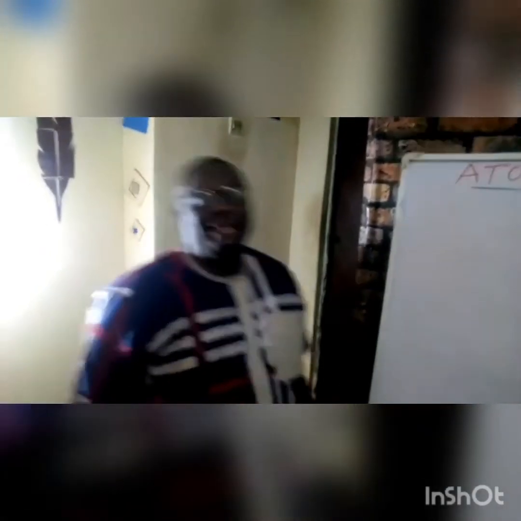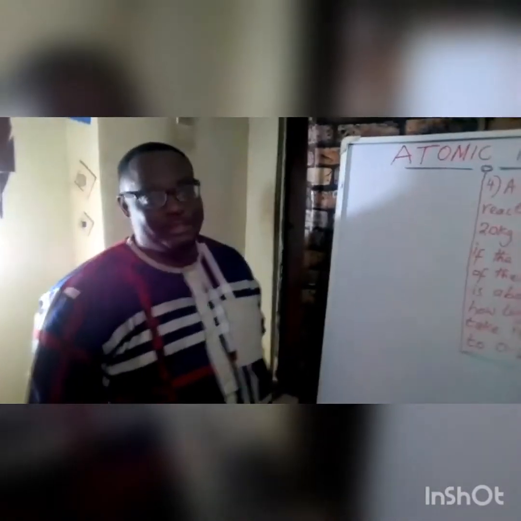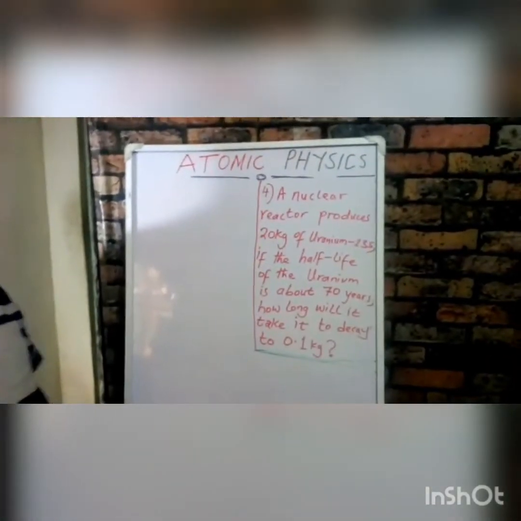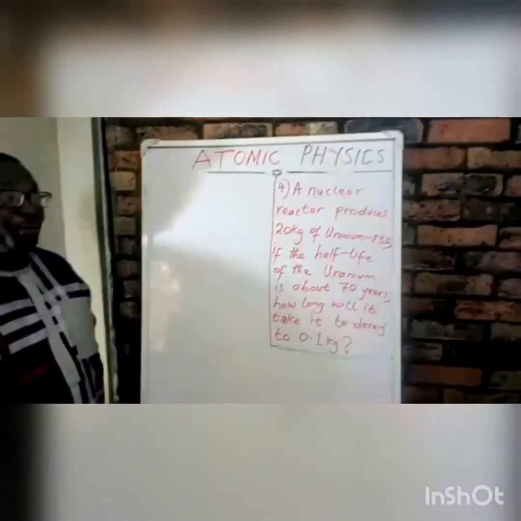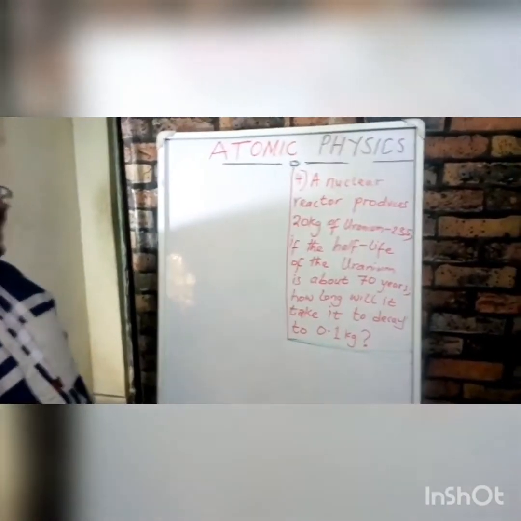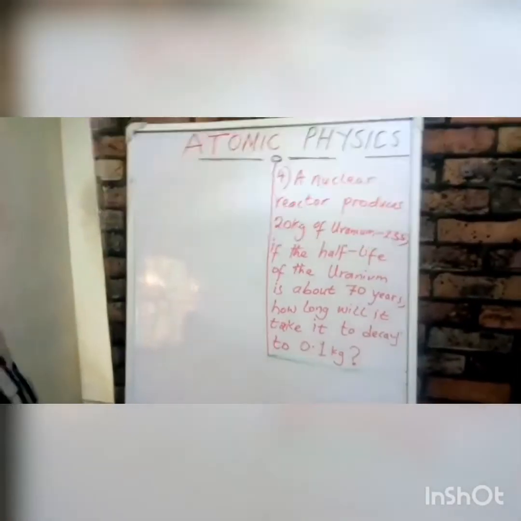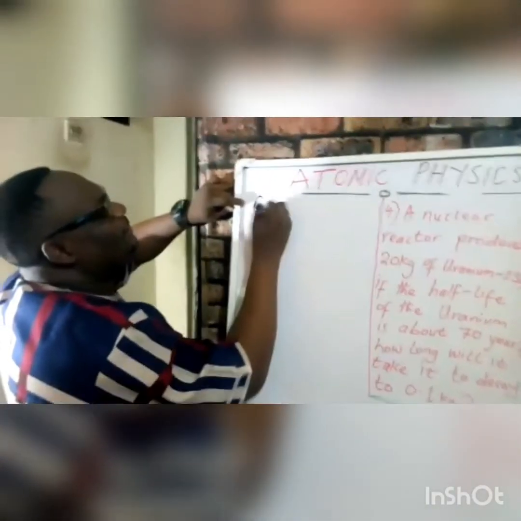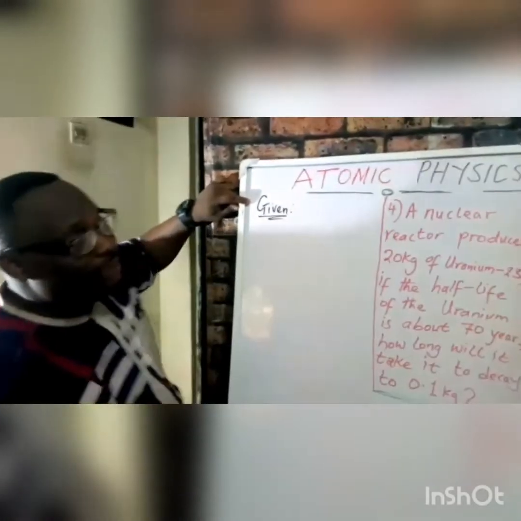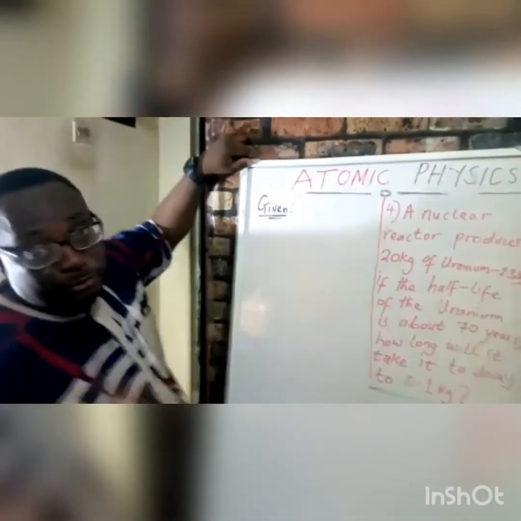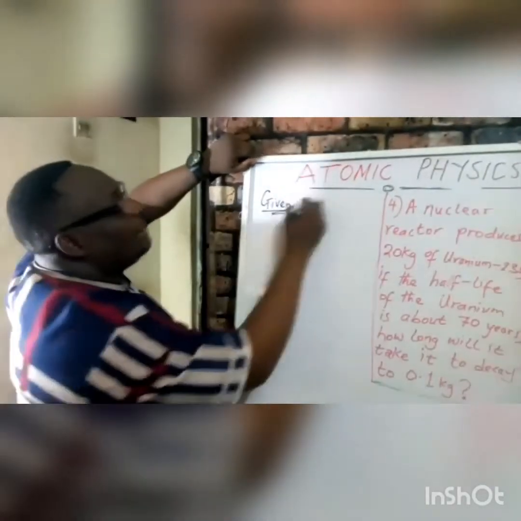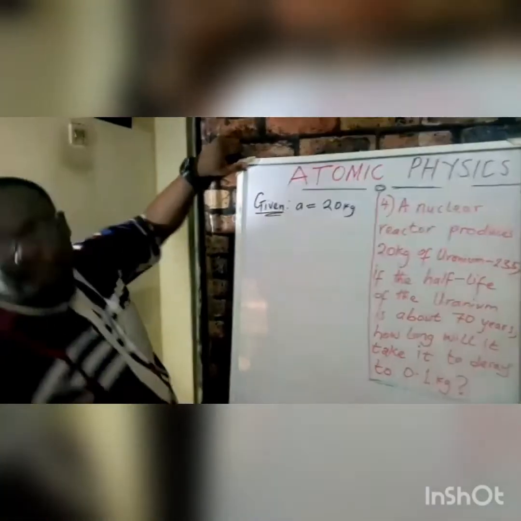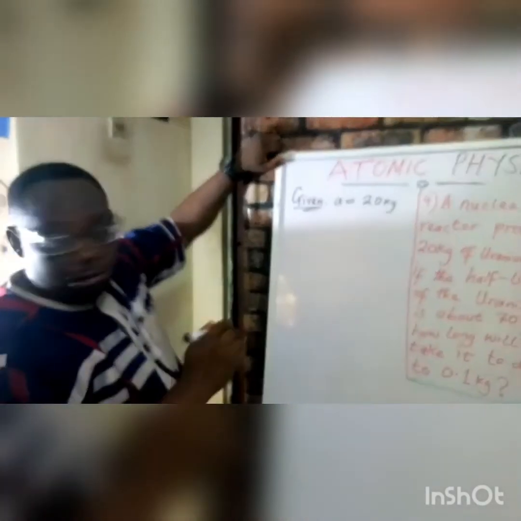All right, students, we have a final example here. It says a nuclear reactor produces 20 kilograms of uranium-235. If the half-life of the uranium is about 70 years, how long will it take to decay to 0.1 kilogram? In your analysis, first note your data. What are you given? The nuclear reactor produces 20 kilograms of uranium-235, that's fissionable uranium. The initial amount is 20 kilograms of the reactor fuel, that is uranium-235.